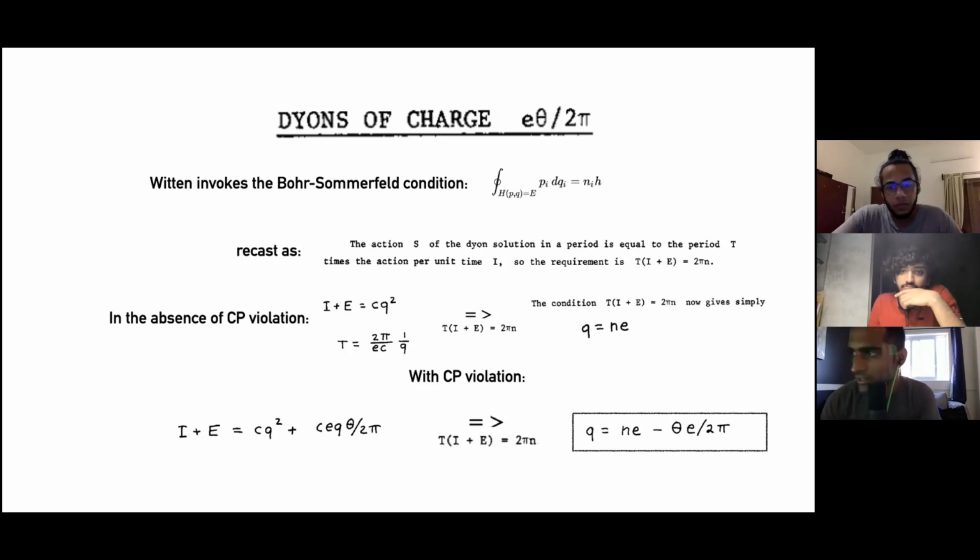And so he says, okay, in the absence of CP violation, you basically get the following condition, right? If you have no CP violation, then you have I plus E being CQ squared, and the period is going to be proportional to 1 over Q. And then imposing that condition gives you Q being an integer multiple of the electric charge. But with CP violation, you're going to have an additional term, as we discussed, which is proportional to theta. And that's going to change the condition where now you no longer have the quantization of the electric charge, but you have this theta E over 2 pi. This is called the Witten effect. We'll come back to this eventually.